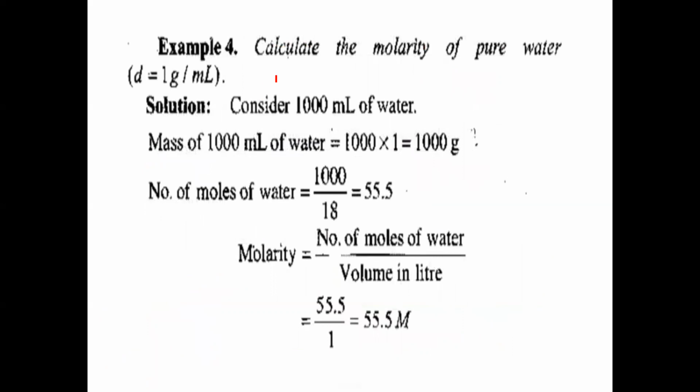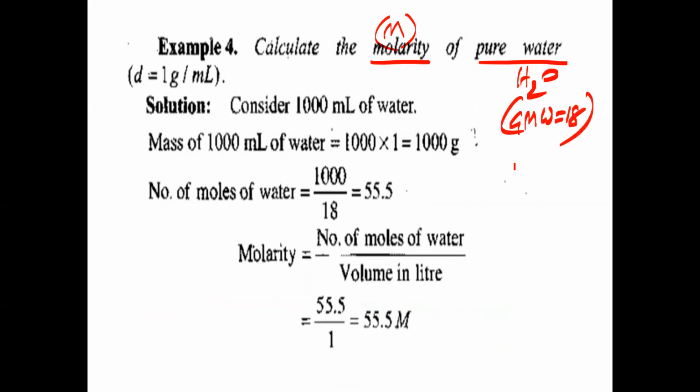Next, another example: calculate the molarity, capital M, of pure water, H2O. H2O has gram molecular weight 18 grams per mole. And the density of pure water is 1 gram per 1 ml. So 1 ml water is equal to 1 gram water. Keep that point in mind. 1000 ml is equal to 1000 grams, 10 ml is equal to 10 grams of water.